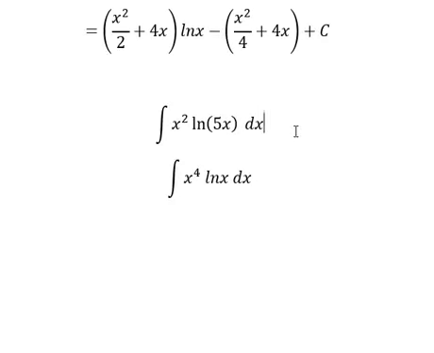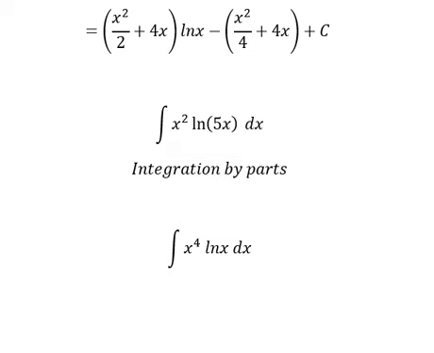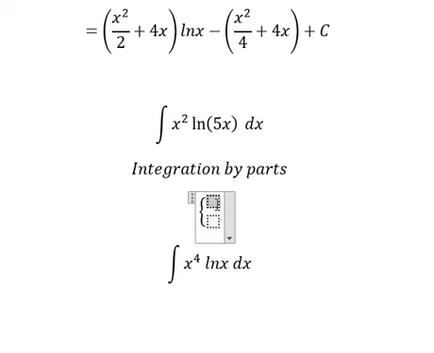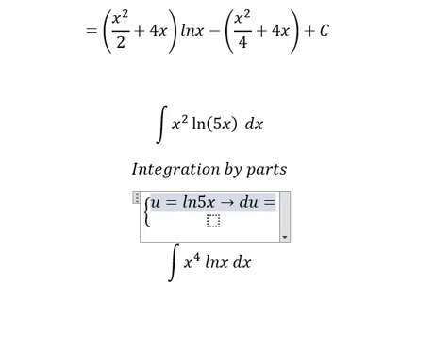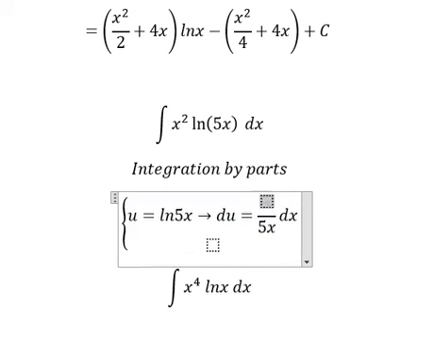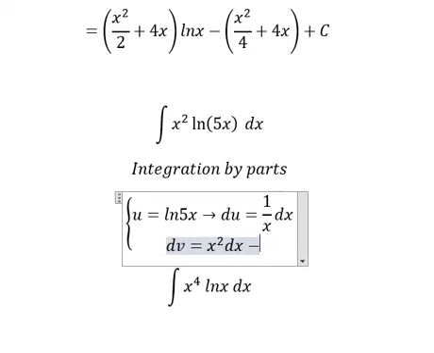Now let's go to the next one. We need to use integration by parts. I will put u equals ln of 5s. Later, we need to first take the derivative of both sides, and we have 5 over 5s, so 5 and 5 we simplify. dv is s squared ds. The integral of this one is s to the power of 3 over 3.